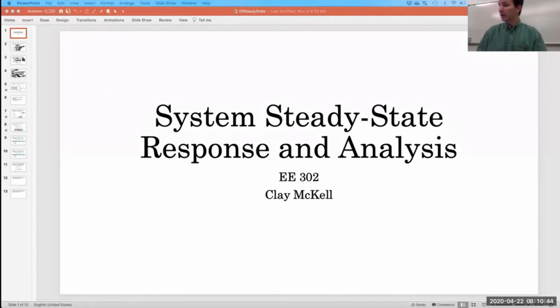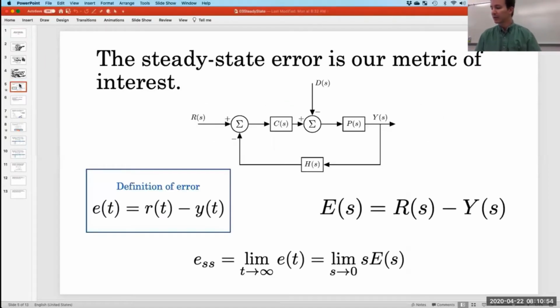All right. So this unit is all about steady state analysis of systems, both closed loop and open loop. And the highlights from Monday's lecture were that we defined the error for any system as the difference between the reference input and the output. You can do that either in the time domain or in the Laplace domain. They're equivalent. And then if you use the final value theorem in the Laplace domain, you can get the steady state value of the error by looking at the limit as s goes to 0 of s times your Laplace error signal.